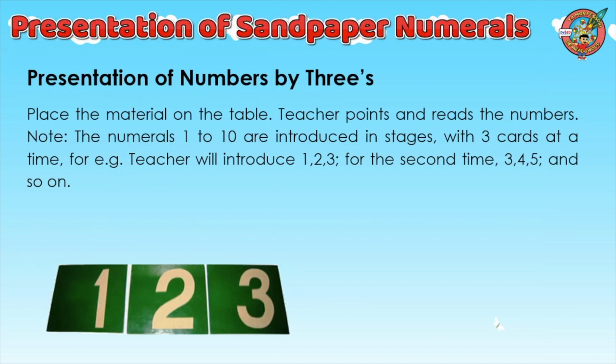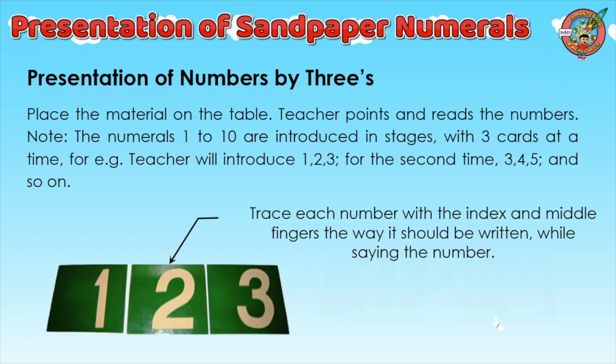Presentation of numbers by threes. Place the material on the table. Teacher must then point and read the numbers. Note, the numerals 1 to 10 are introduced in stages, with 3 cards at a time. For example, teacher will introduce 1, 2, and 3. And for the second time, 3, 4, and 5, and so on.